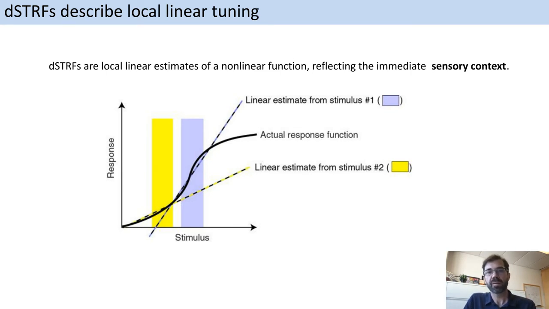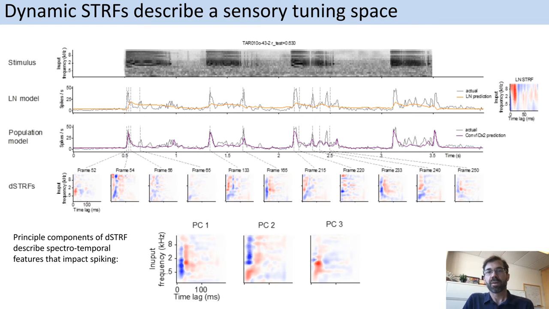And so what does that look like with the data that we have? Here's that first example that I showed you, and there's quite a bit going on here. But what you might recognize at the top is the stimulus, and then the prediction of the LN model, and then the DNN model in purple. And what I'm showing in the bottom row are dynamic STRFs that were fit, again, at each point in time that's indicated by those dashed red lines.